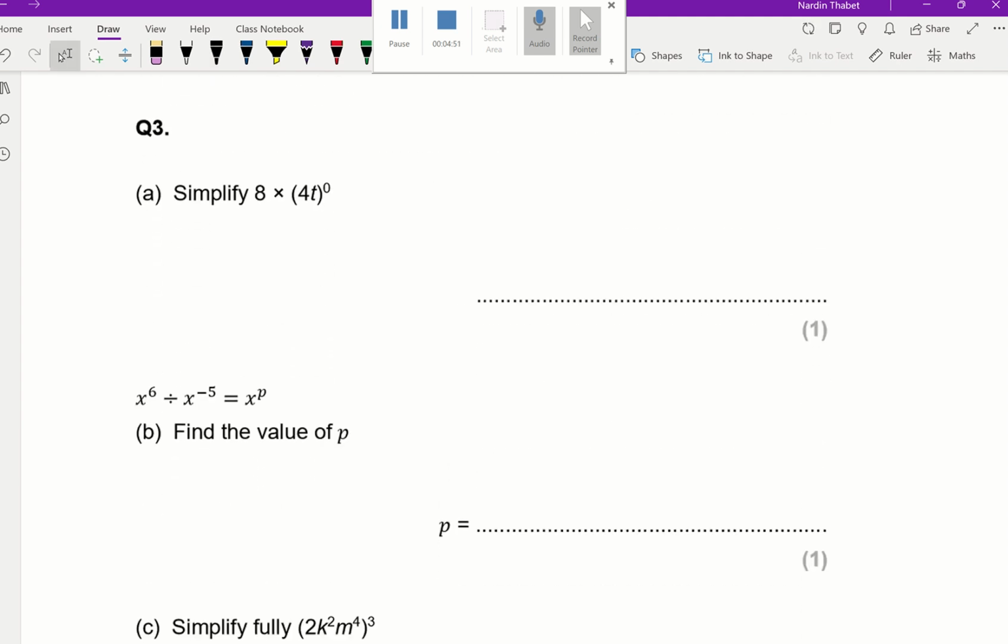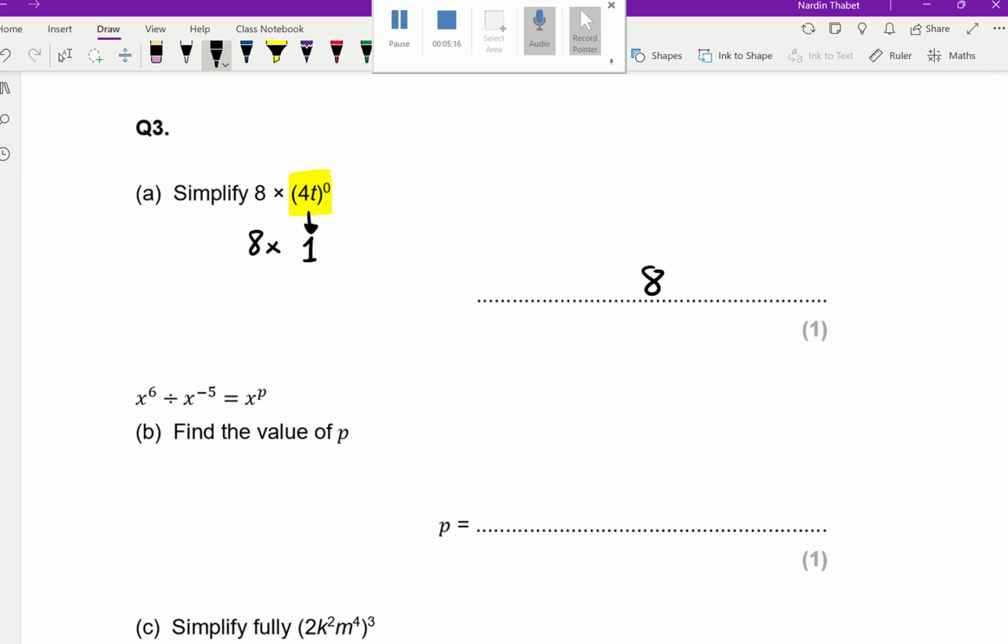Question 3 also is about simplifying. And the trick is to understand what this equals. Anything to the power of 0 equals 1. So this is 8 times 1, which is 8. So anything to the power of 0 gives you 1.